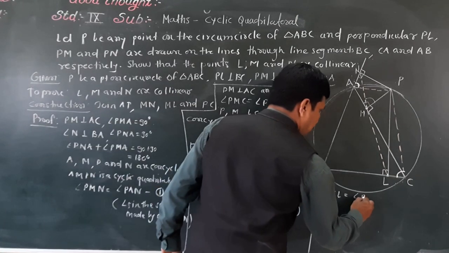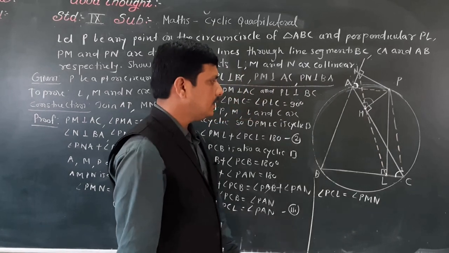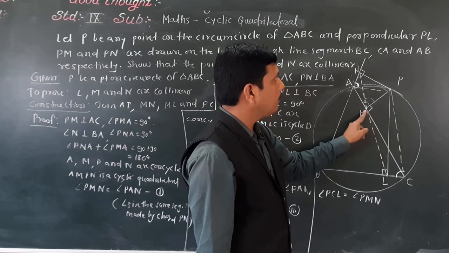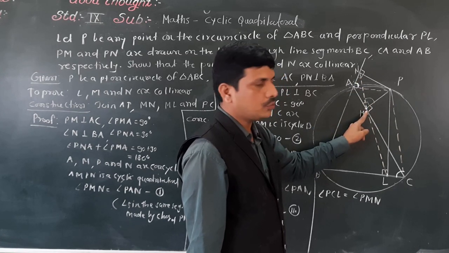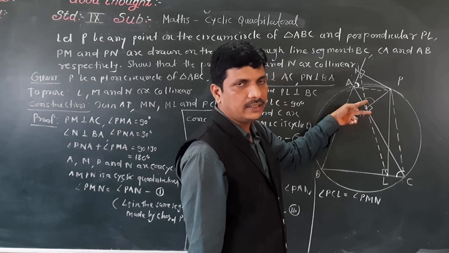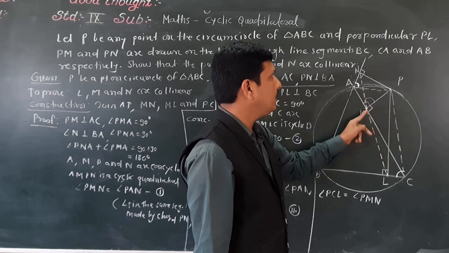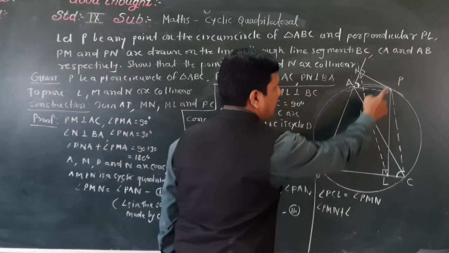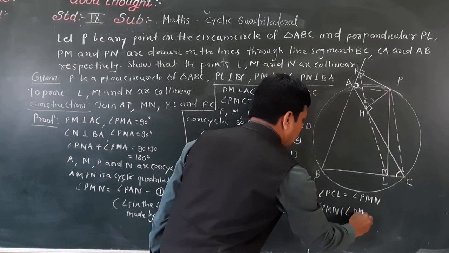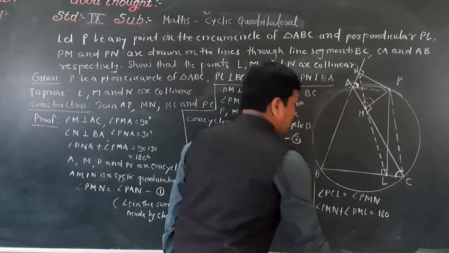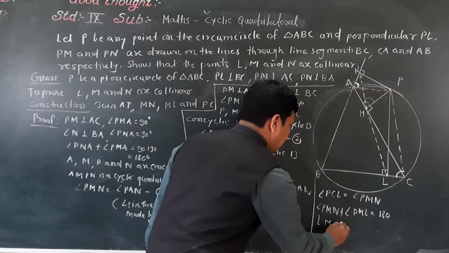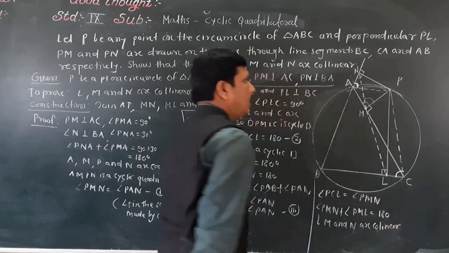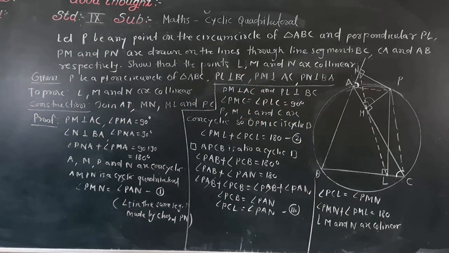Angle PCL is equal to angle PMN. Understood? So finally we can say angle PMN plus angle PML is equal to 180. So L, M, and N are collinear. L, M, N are collinear. Understood? Everybody?